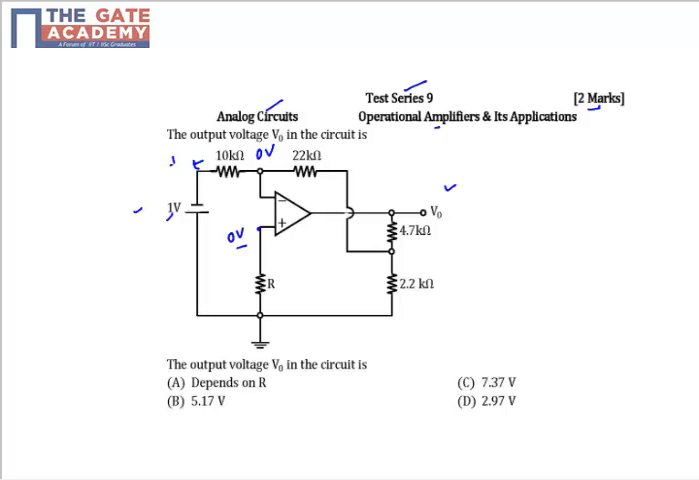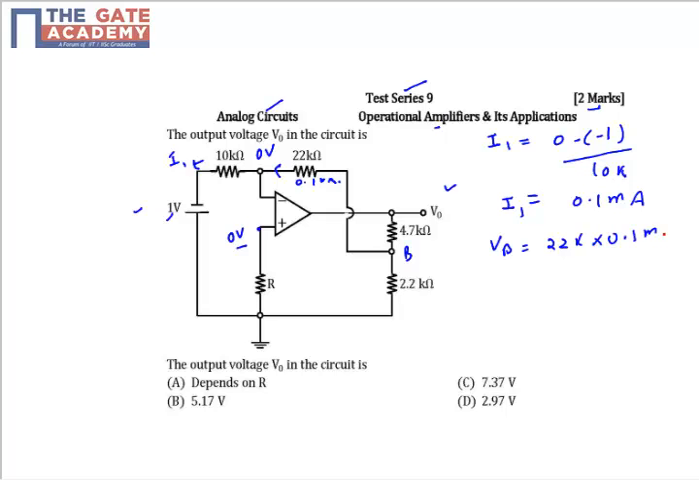So what is the current across 10k? Let's name it I1. This I1 will be 0 minus minus 1 upon 10k, which is 0.1 milliampere. So my I1 is 0.1 milliampere, friends. You know that the input current of the op-amp is 0, so the current across 22 kilo ohm is also 0.1 milliampere. So the voltage drop across 22 kilo ohm, let's name it VB, is 22k multiplied by 0.1 milliampere, which is 2.2 volt. So my VB is 2.2 volt.